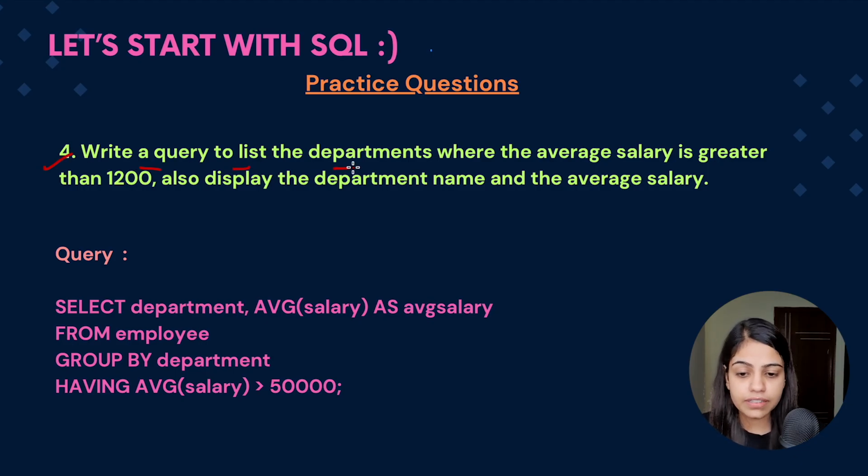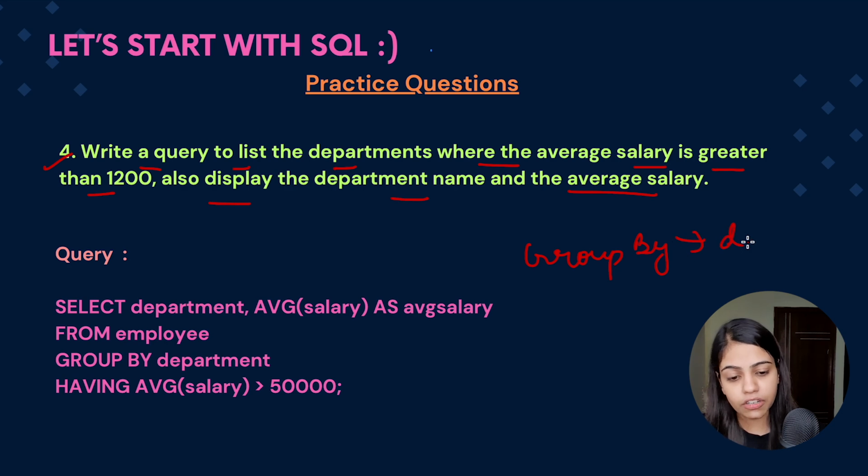Write a query to list the departments where average salary is greater than 1200. Also display the department name and the average salary. So we have to write a query to list all the departments where average salary is greater than 1200. Firstly we have to list all the departments, so we'll be using the group by clause for the same, and we'll be grouping the data on the basis of department. So we have grouped the data, we have listed all the departments. Then we have to find the average salary greater than 1200. So then we have to find the average salary for all the departments.